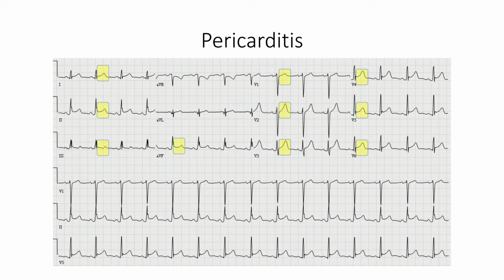So here you can see diffuse ST segment elevations in multiple leads and multiple vascular distributions. And then here in the purple, you can see PR segment depression. So this is the hallmark of pericarditis.